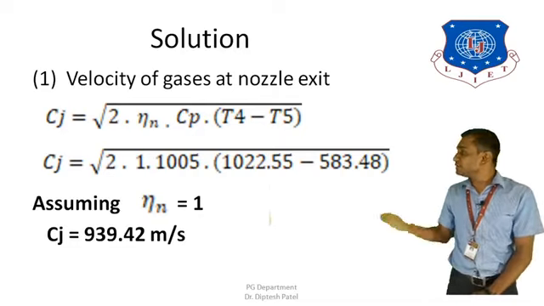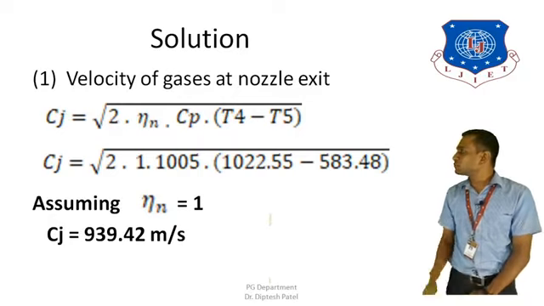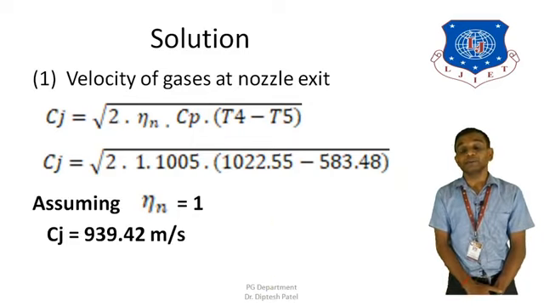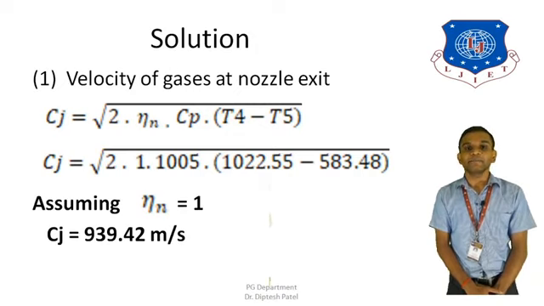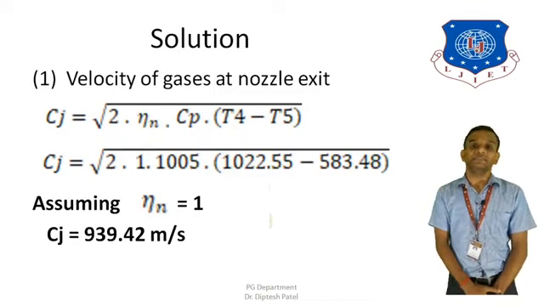So let's put the values in the equation, and that would be Cj is equal to the square root of 2 into 1 into 1005 into (1022.55 minus 583.48). After going through the calculation, I get the first answer of this numerical, and that is Cj, which is equal to 939.42 meter per second. So that is the value for Cj.